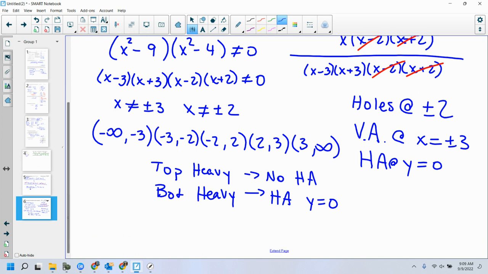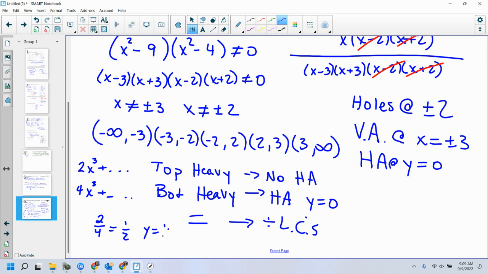The last case is if it's equal. If the degree in the numerator is equal to the degree in the denominator, then you divide the leading coefficients. Okay. So if it were like, I'll put it on here because this is video, a 2x cubed plus whatever, and then a 4x cubed plus whatever. Doesn't matter what comes next. Look at my degrees. They're the same, right? So my horizontal asymptote would be at 2/4 or 1/2. Y equals 1/2 would be my horizontal asymptote for that one.